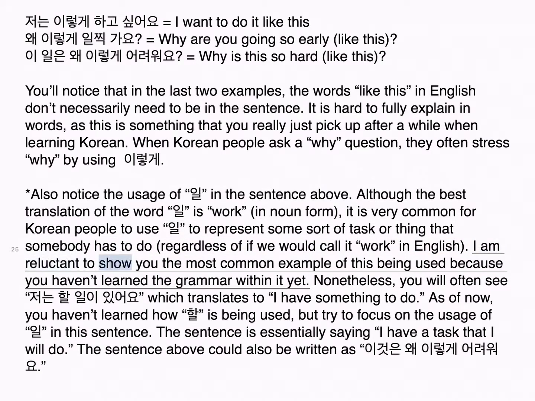I am reluctant to show you the most common example of this being used because you haven't learned the grammar within it yet. Nonetheless, you will often see 저는 할 일이 있어요, which translates to I have something to do. As of now, you haven't learned how 할 is being used, but try to focus on the usage of 일 in this sentence. The sentence is essentially saying I have a task that I will do. The sentence above could also be written as 이것은 왜 이렇게 어려워요?